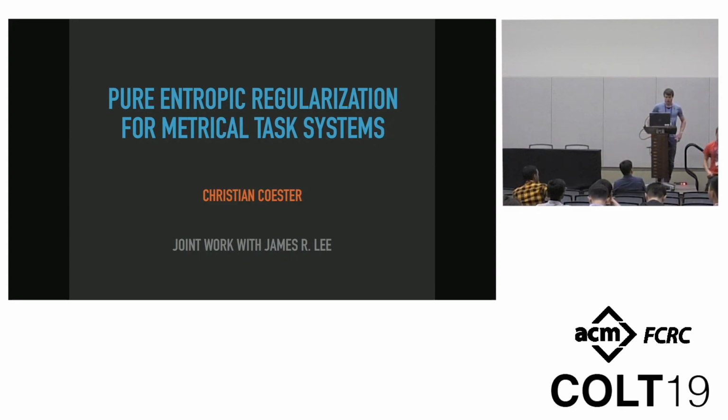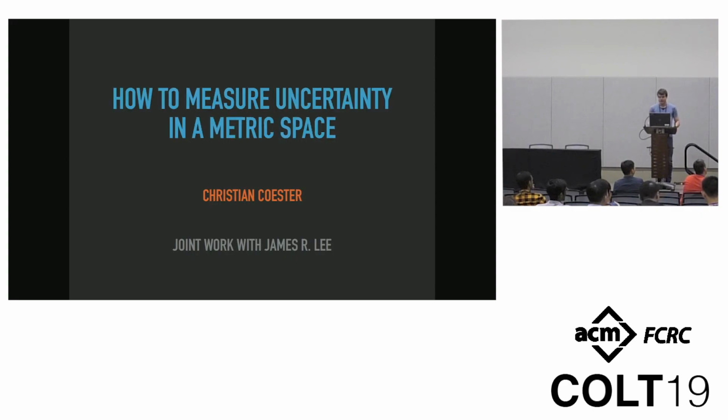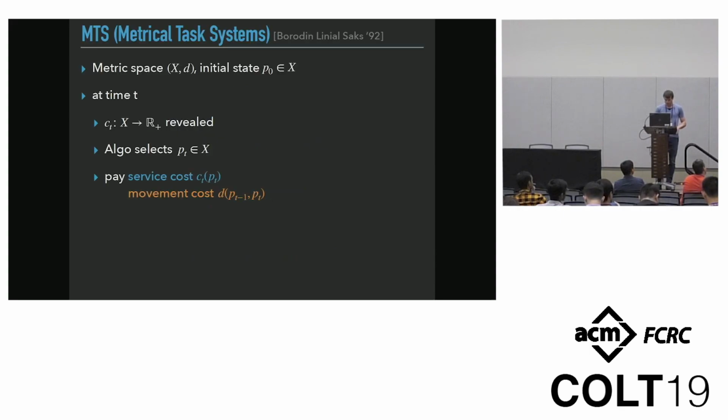So I'm going to talk about joint work with James Lee. We were not quite sure if this is a good title because there are a lot of long words and it's a bit cumbersome to say. So an alternative title with shorter words could have been this. But maybe not everyone knows what these abbreviations stand for. So here's another suggestion: how to measure uncertainty in a metric space. And I'm going to explain what this means.